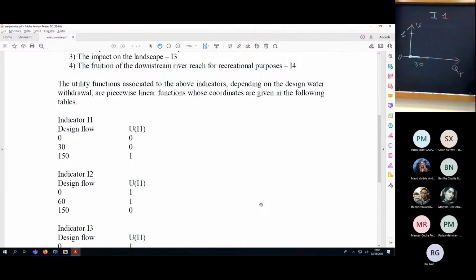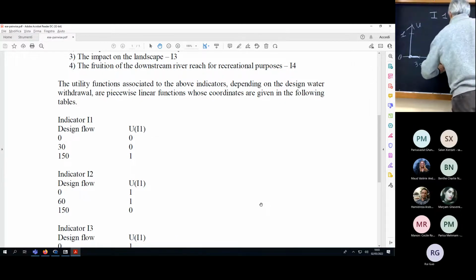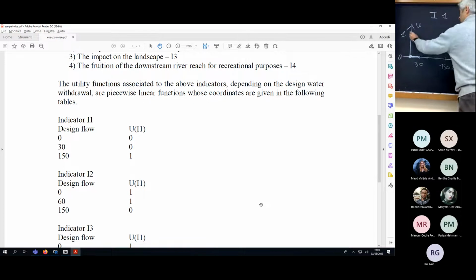Why is that? Because probably there is a lower threshold such that if your design flow is lower than that, you don't get any economic benefit. Because, for instance, the costs outweigh the income, and therefore the economic benefit utility is 0. And then for design flow 150, you have utility 1.